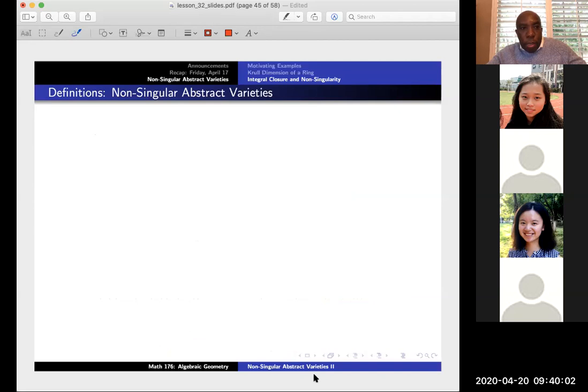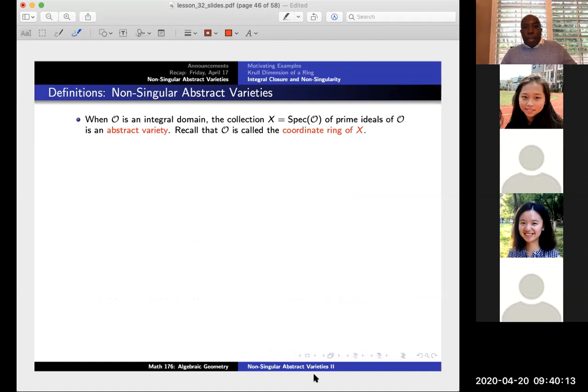So now, let's put everything together, all the different bits and pieces. I want to walk through the different definitions, what we're using, what we're not using, and why we want to use them. Let's go back to the very beginning. Remember that if we're given an integral domain O, spec of O is what we're calling an abstract variety. That was our original definition. And the O here is what we're calling the coordinate ring of our variety X. I'm just writing down a very general statement here. If you give me an integral domain, I can make these definitions. I have a variety, I have a coordinate ring.